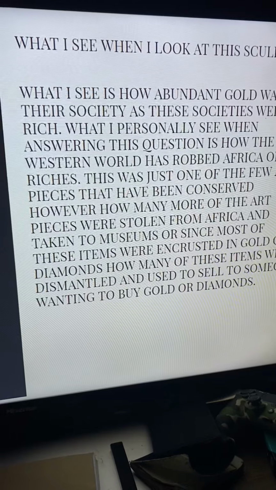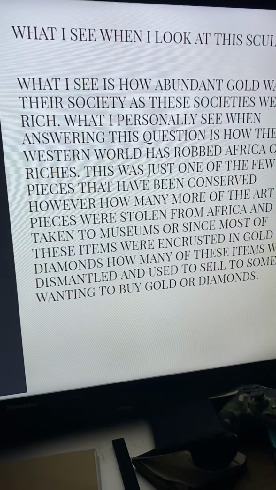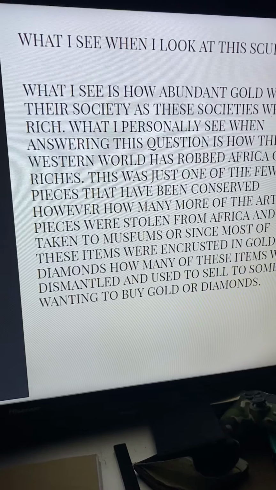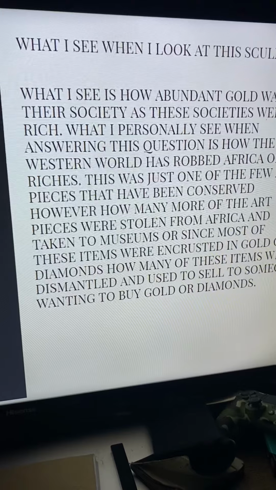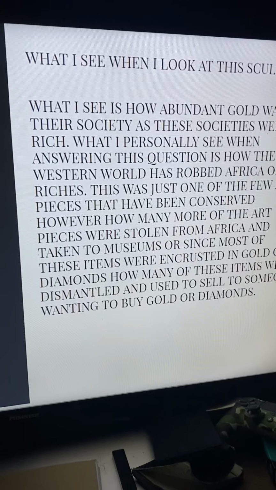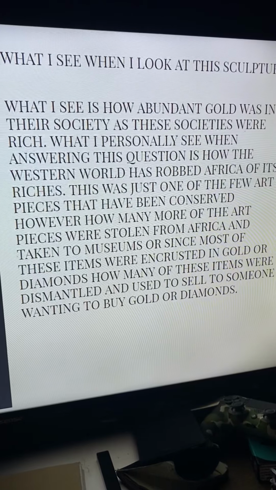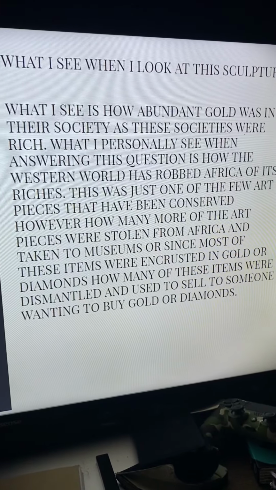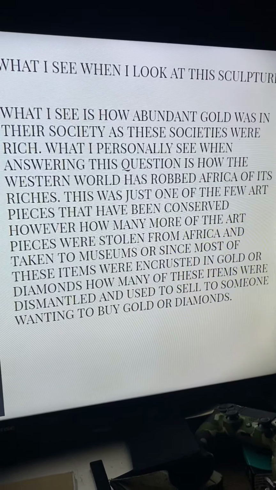Once the Western world got ships and were able to conquer different countries, Africa was one of these countries. Africa is actually a continent, so I'm speaking for many of the countries within Africa. Many of these countries were conquered by these Western powers, and they were not only robbed of their riches, but they were enslaved by their conquerors.